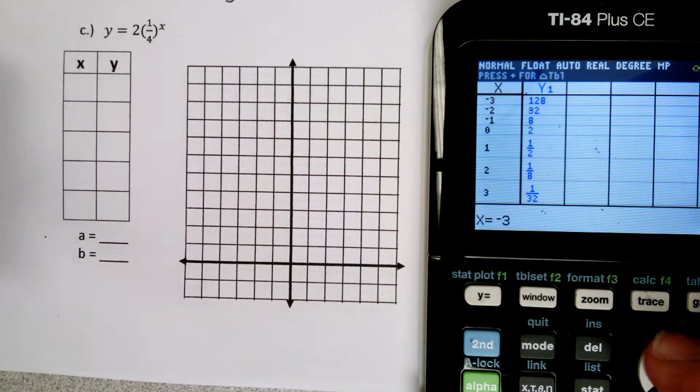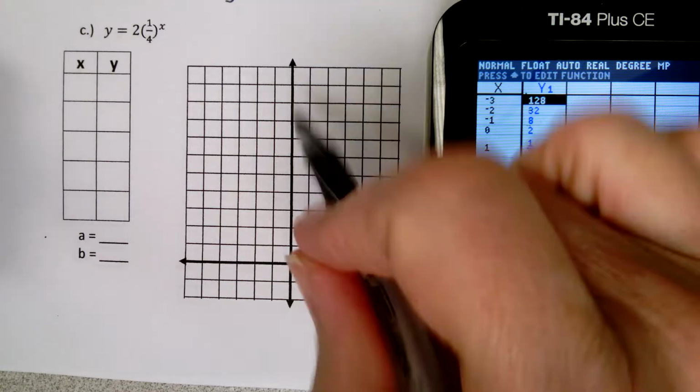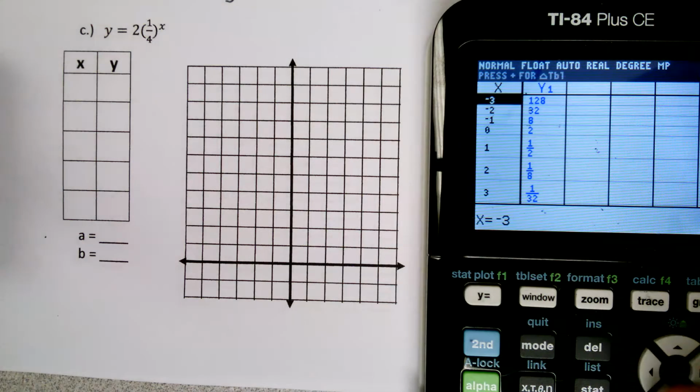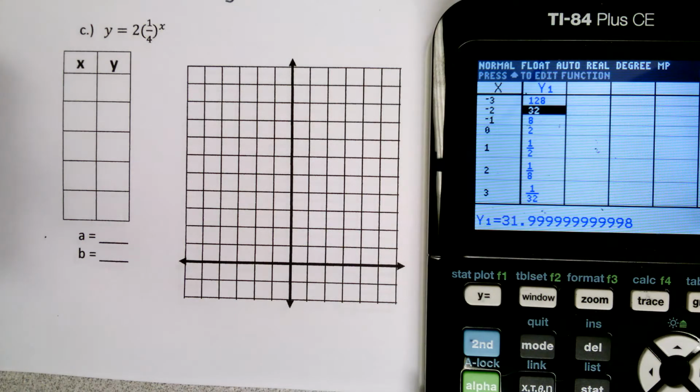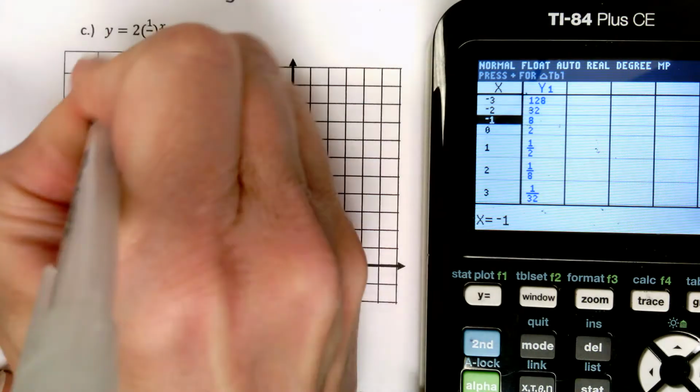So now we take a look at this. So even though we usually say -3, there's no way we can graph 128 on this set of axes. -2 would be 32. We can't graph that. So we say -1, 8. Well, that's a possibility. So let's put that in.